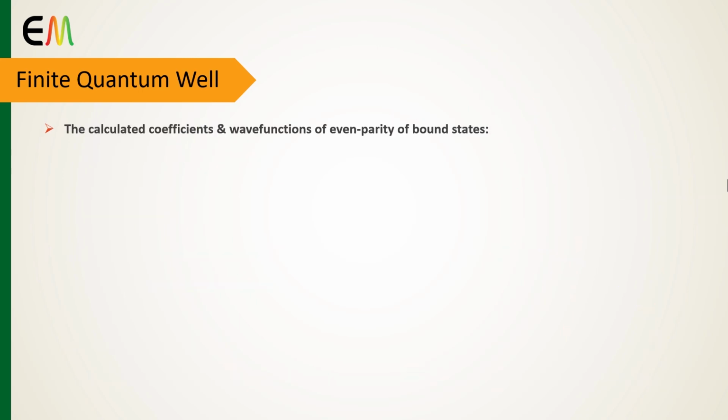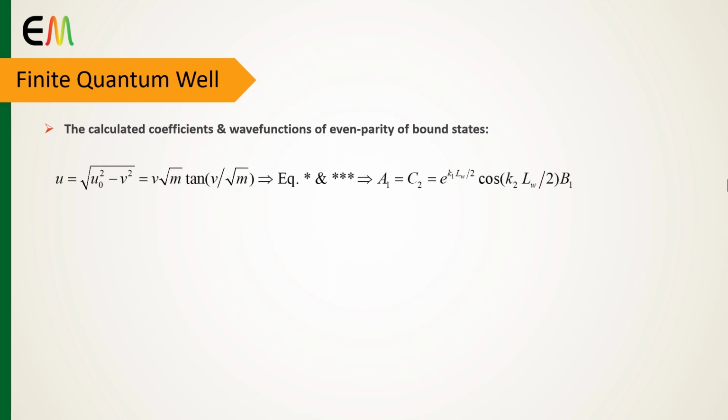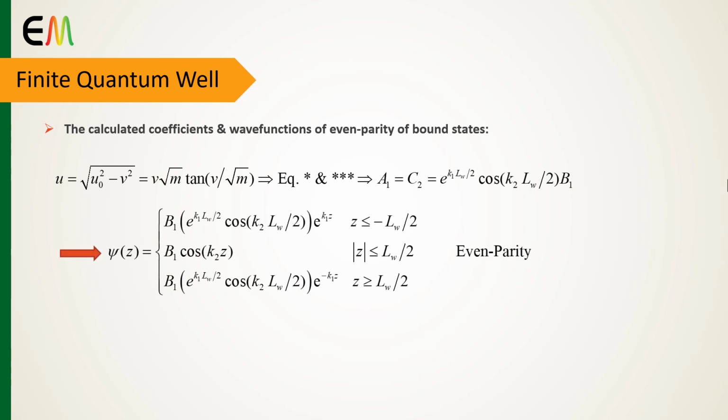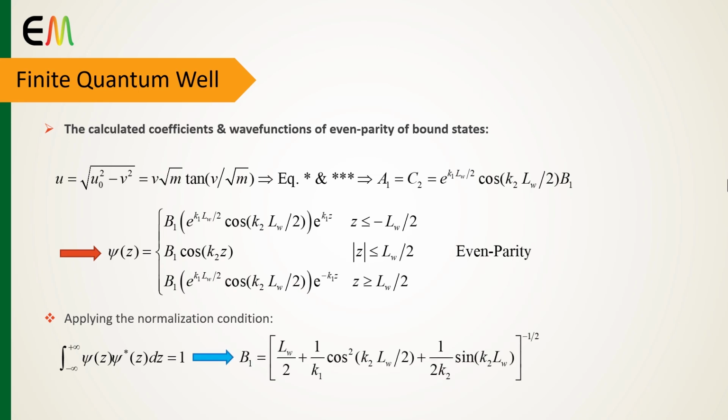For even parity states, according to equations 1 star and 3 star, the A1 and C2 coefficients are computed based on the B1, K1, and K2 parameters. Finally, the complete form of the wave function psi for even parity bound states is given. The remaining unknown parameter B1 can be computed using the normalization condition.